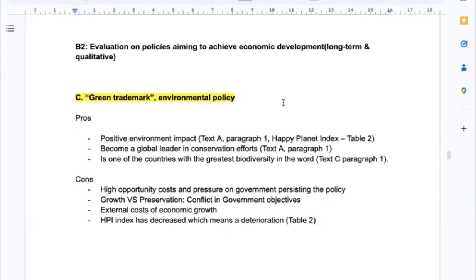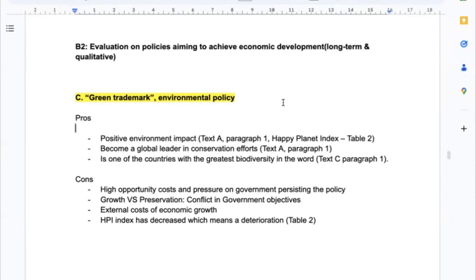And its noticeable pros would include the positive environmental impact that it created, and it allowed the country to become a global leader in conservation efforts. Also, the country is one of the countries with the greatest biodiversity in the world.